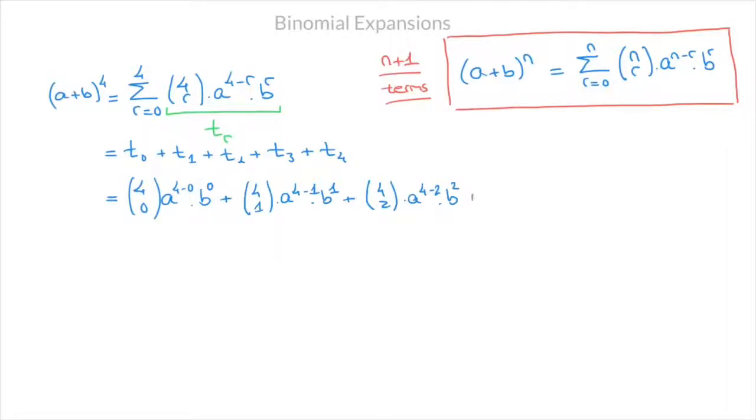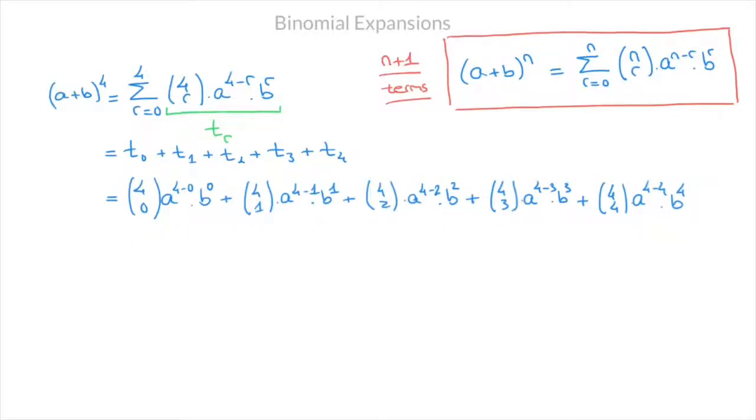I do the same for T3, in which I copy the general term and replace every r that I see by 3. So that's 4C3 times a to the power of 4 minus 3 times b to the power of 3. And finally, I do the same for T4, for which I copy this general term and replace every r that I see by 4. So that would be 4C4 times a to the power of 4 minus 4 times b to the power of 4. And at this stage, we've written all of the terms of the expansion, and our job now consists of tidying this up a little bit.